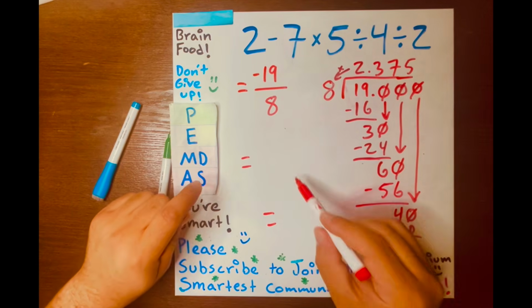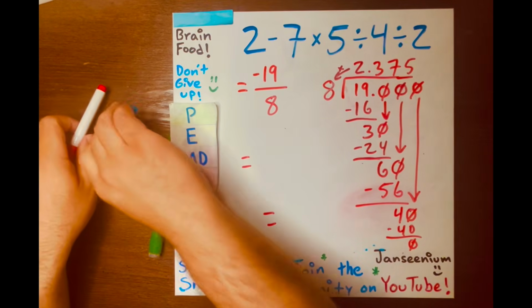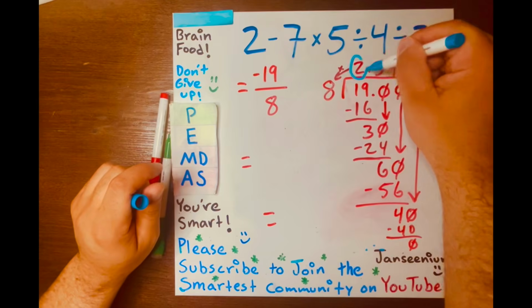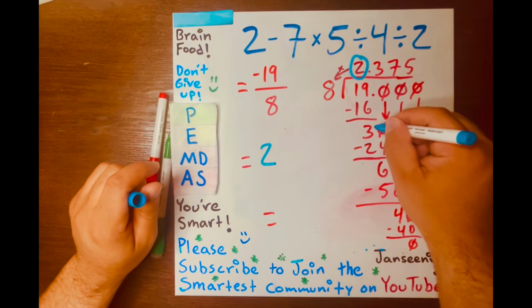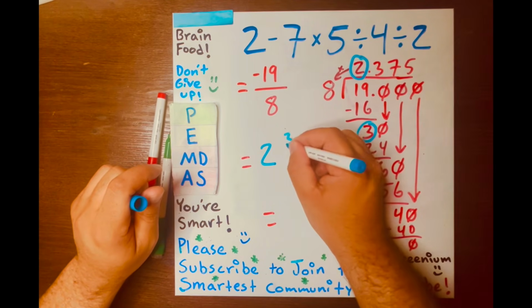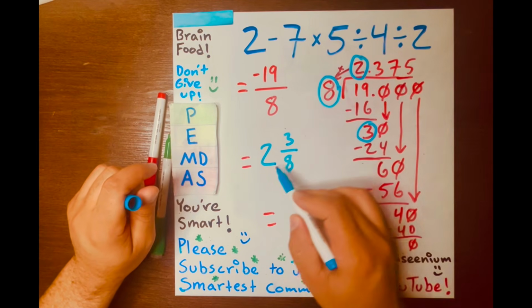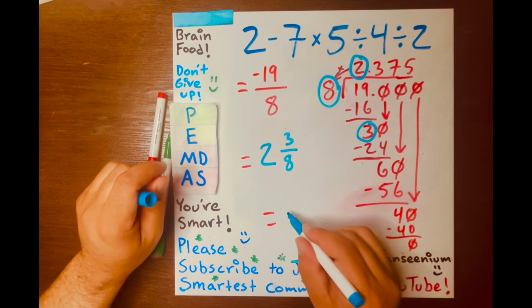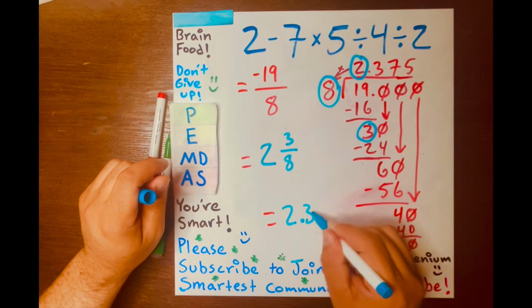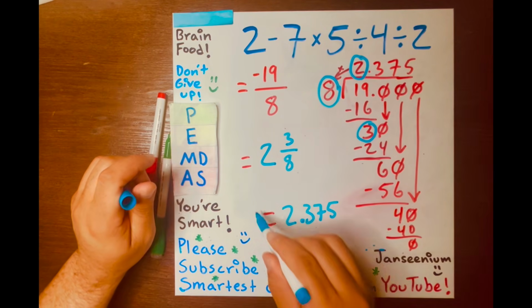So your mixed number answer, and I'll use a different color, 2 is the whole number, and then the remainder 3 goes above the fraction bar, and then the 8 goes below the fraction bar, 2 and 3 over 8, and the decimal answer is 2.375. And there you go.